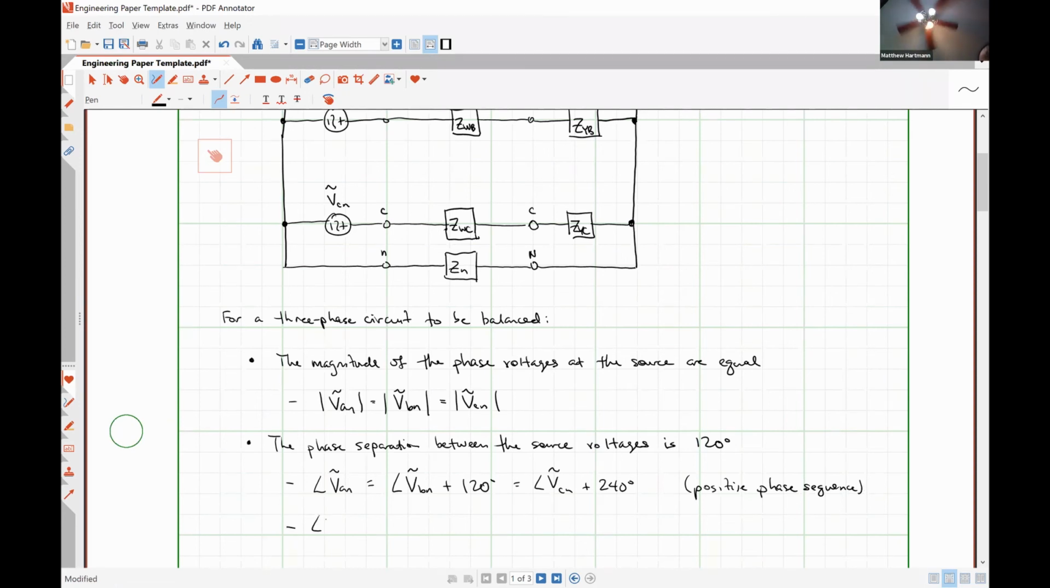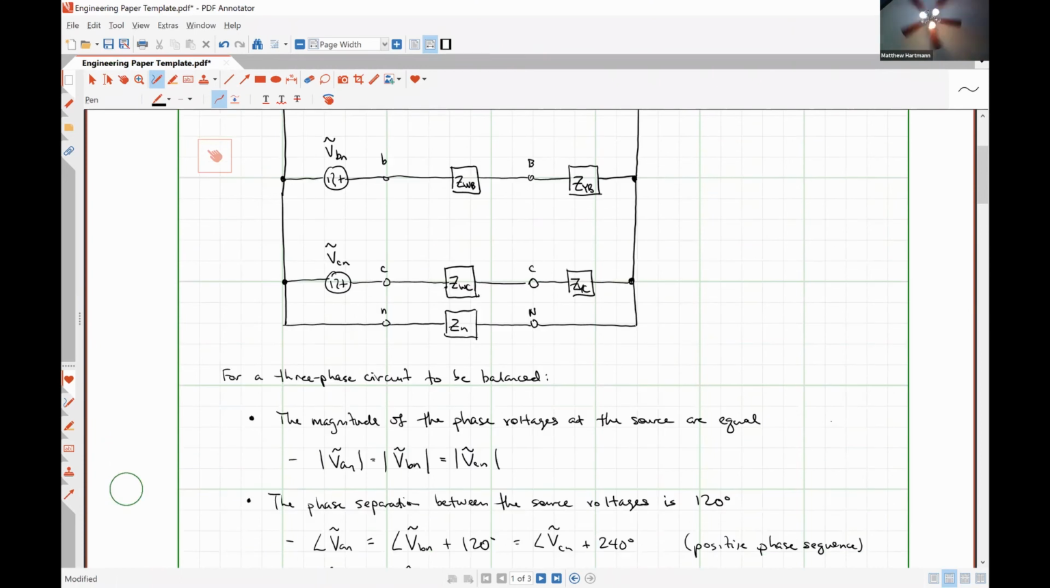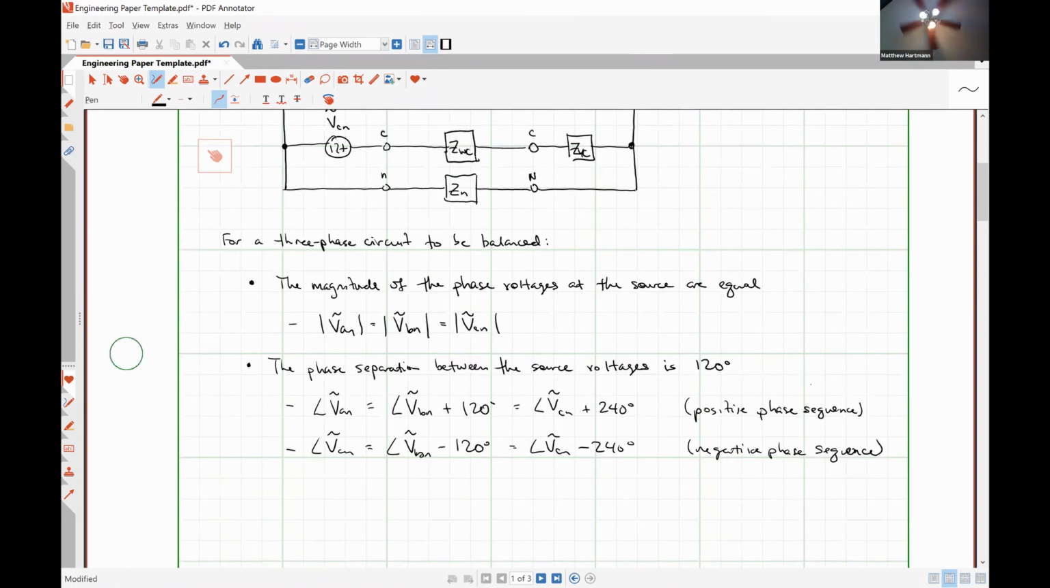Or we could have that the angle of VAN is VBN minus 120 degrees, or VCN minus 240 degrees for negative phase sequence. So that's what's balancing our source. So a source is balanced when all the magnitudes are the same and there's a phase separation of 120 degrees, which is what we discussed yesterday morning.